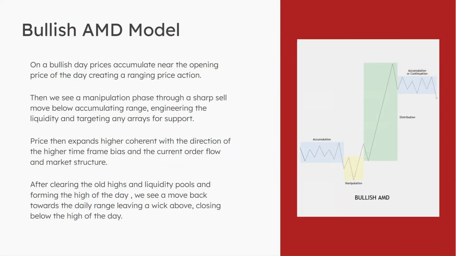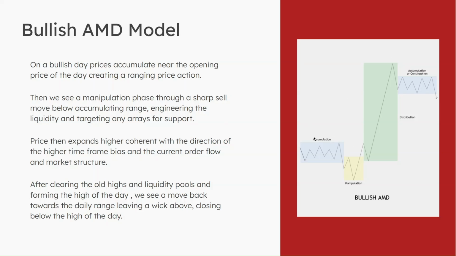There are two types of AMD models. Here we have the bullish AMD model. Price builds up close to the day's opening price on a bullish day, resulting in a ranging price movement. After that, there is a period of manipulation, seen as a strong sell move below the accumulation range, which manipulates the liquidity and targets any areas of support.